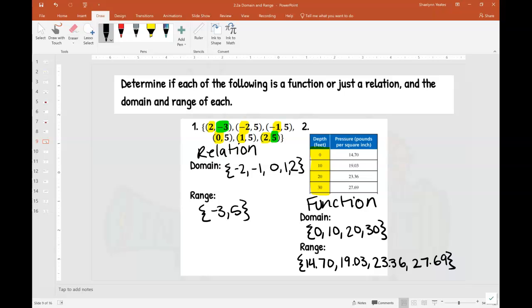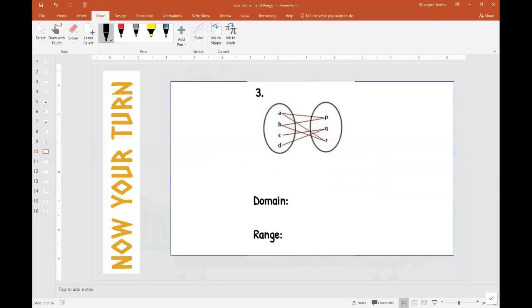Okay, are we starting to get a hang of domain and range? I sure hope so, because here's your shot. Remember, when we're given a mapping, our input is on the left and our output is on the right. Alright, you guys go ahead and give this a shot.